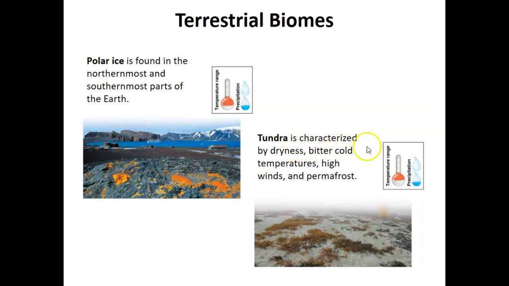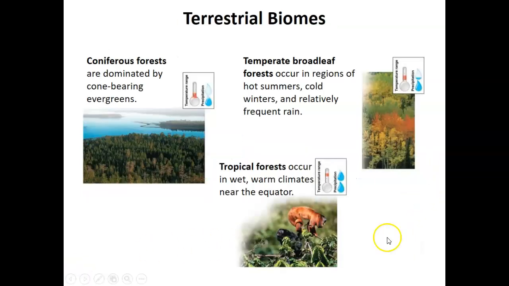Tundra is characterized by dryness, bitter cold temperature, high winds, and permafrost. It's right below the polar ice area. The temperature is extremely low, similar to polar ice. It's very dry, and it doesn't have much rainfall. Tropical forest is located along the equator area. It's wet and warm, has a high temperature, and has a lot of rainfall.